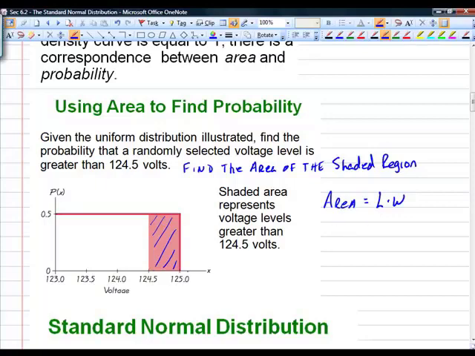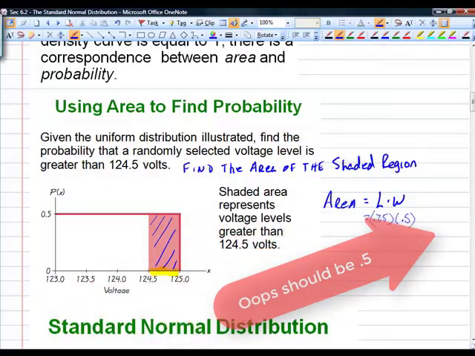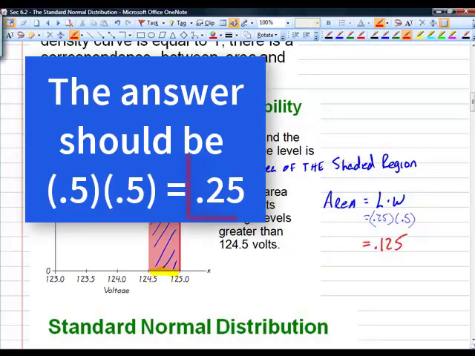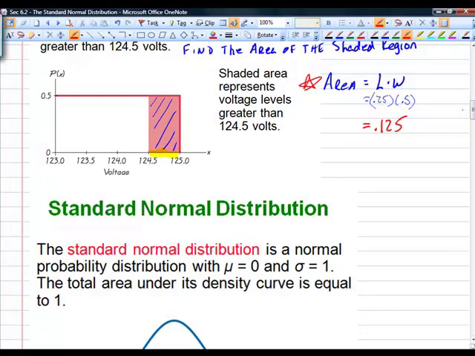The length here is going to be the distance along the bottom, a half, and the width, or the height, is 0.5, and 0.25 times 0.5 is... so that means that the probability of getting this voltage between 124.5 and 125 is 12.5% or 0.125. So on a uniform distribution, in order to find the probability, we just use the formula for the area of a rectangle. This only works with the uniform distribution. For other distributions, we have to use technology.